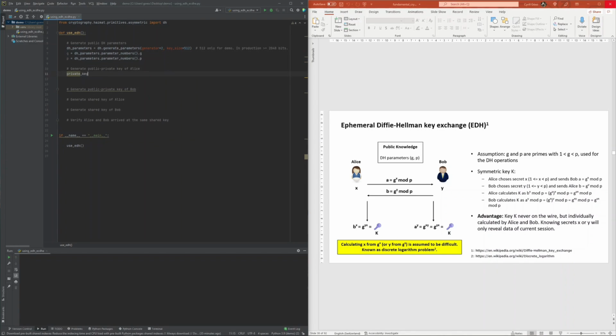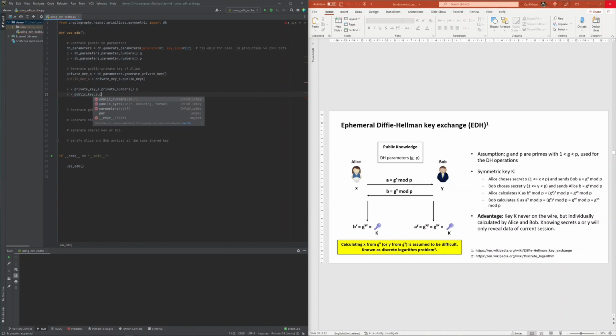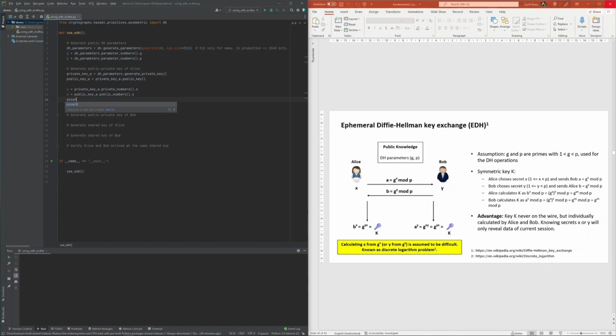From these public Diffie-Hellman parameters, a public-private key pair of both Alice and Bob could be generated. In order to demonstrate that the half key of Alice really satisfies the definition given on the slides, I asserted that the half key of Alice is the generator G to the power of Alice's secret X in the field given by prime P. Along the same lines, I could generate the public-private key pair also for Bob.